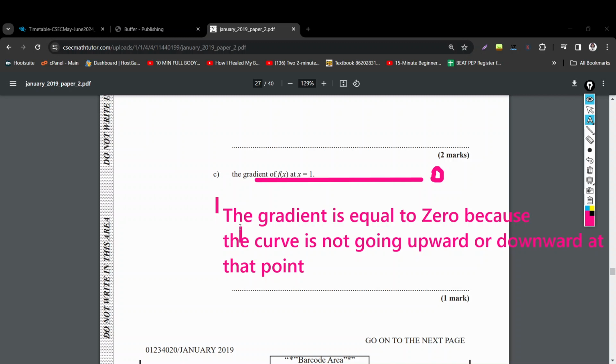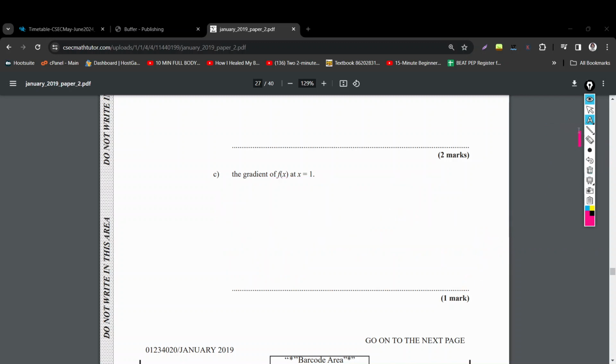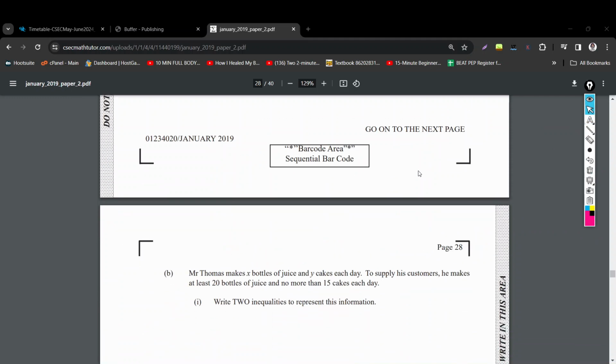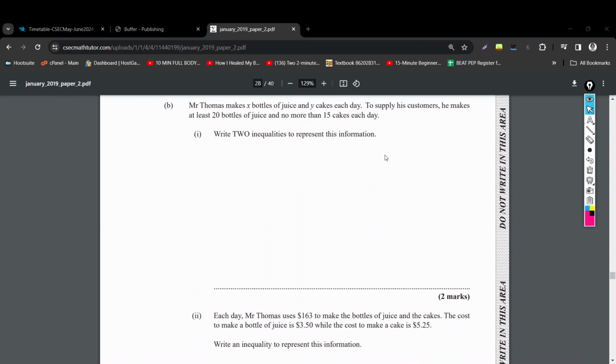All right. Okay, so that's pretty cool. So guys, we'll have a linear programming question down towards the end. These are pretty easy if you know what you're doing. So let's look at it carefully. It says Mr. Thomas makes X bottles of juice and Y cakes each day. To supply his customers, he makes at least 20 bottles of juice and no more than 15 cakes a day. Write two inequalities to represent this information.